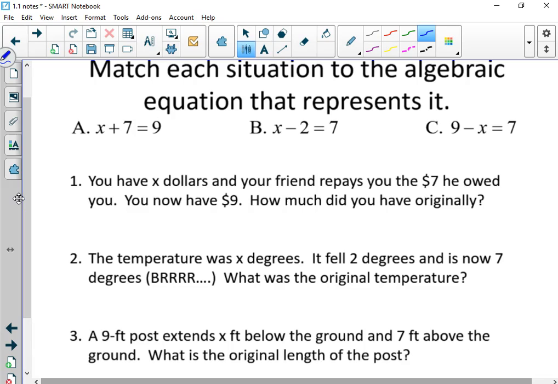So it says x plus 7 equals 9, x minus 2 equals 7, 9 minus x equals 7. It says you have x dollars. You have a certain amount of money. Your friend repays you $7 he owed you. Okay? You now have $9. Repaid. You got to think in your mind. Does that mean your money is going up or going down? It's going up. So repays means plus. Put a plus over that. We're trying to see the words that what they mean in math.